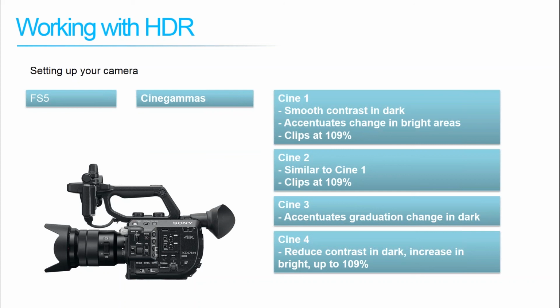Cine 3, gradation change in the dark. Cine 4, reduce contrast in dark, increase in bright. And again, that's a 109% curve. Any other camera, now you can take this logic and put it to anything.